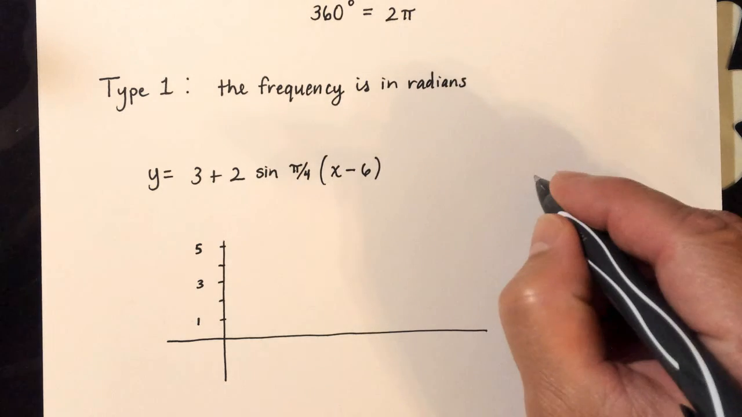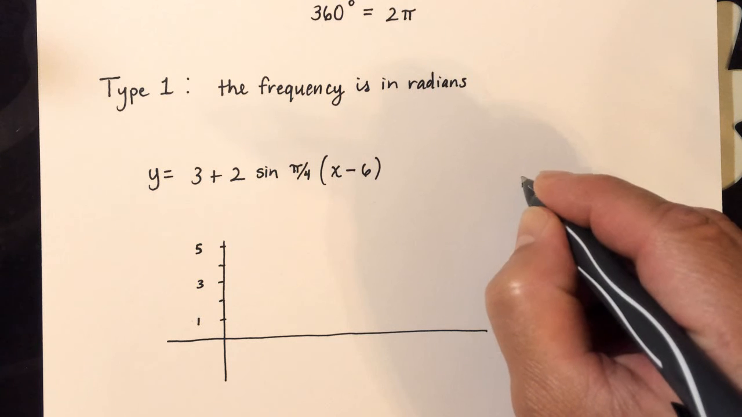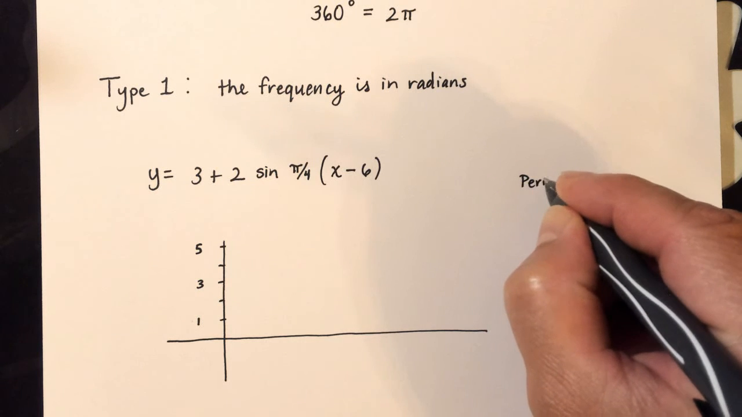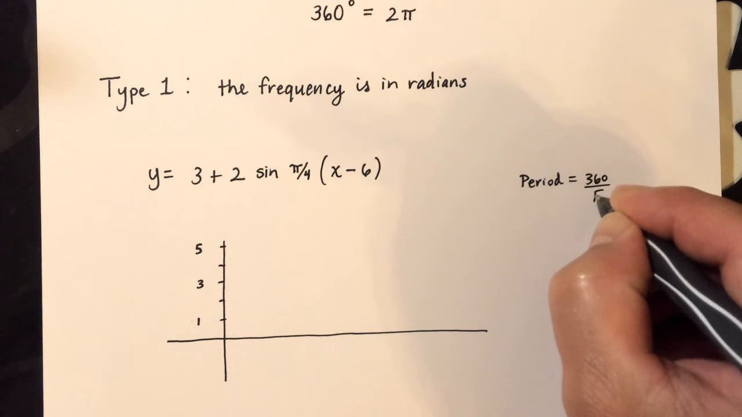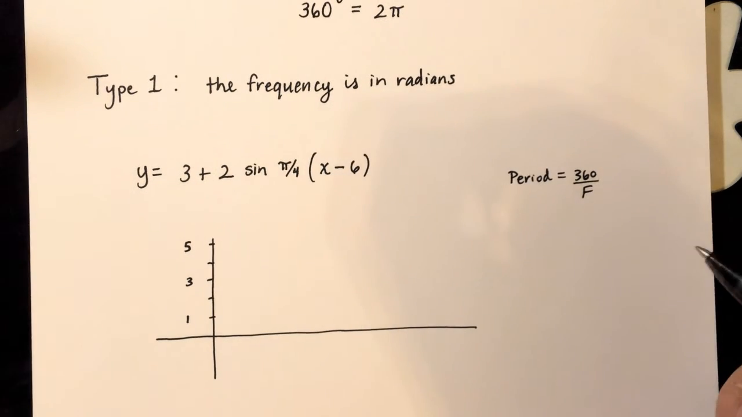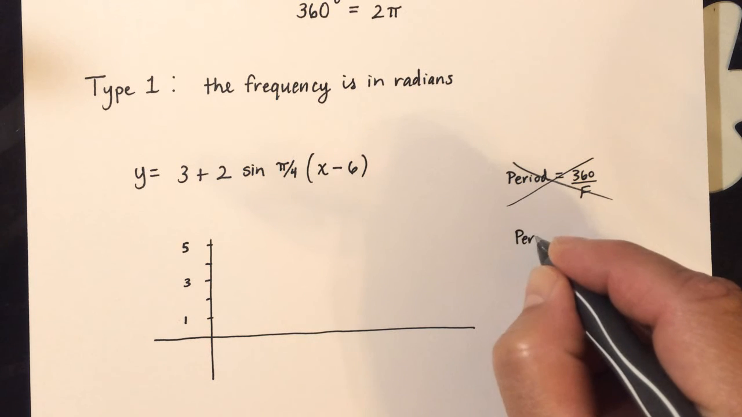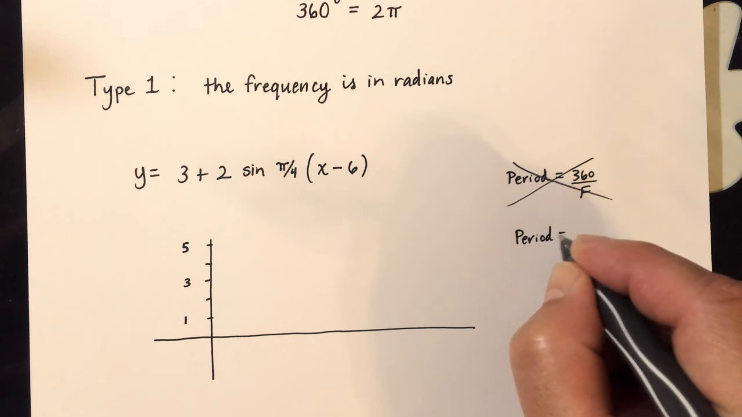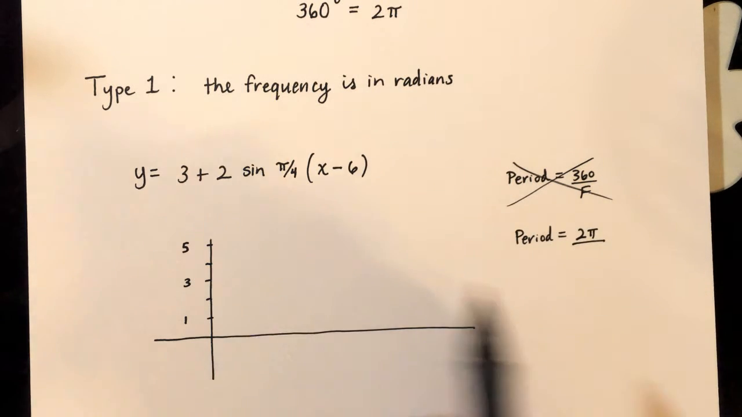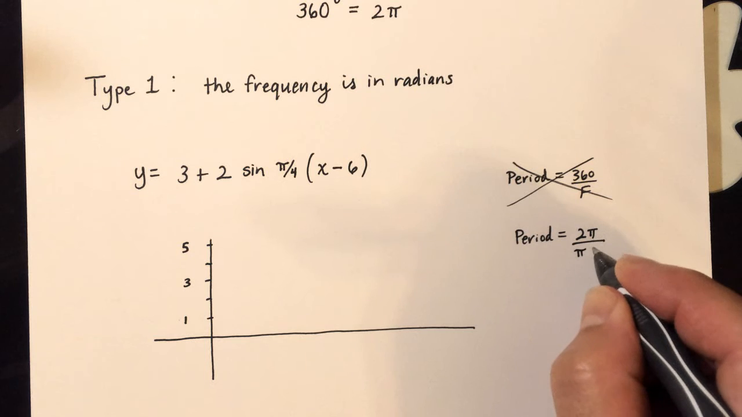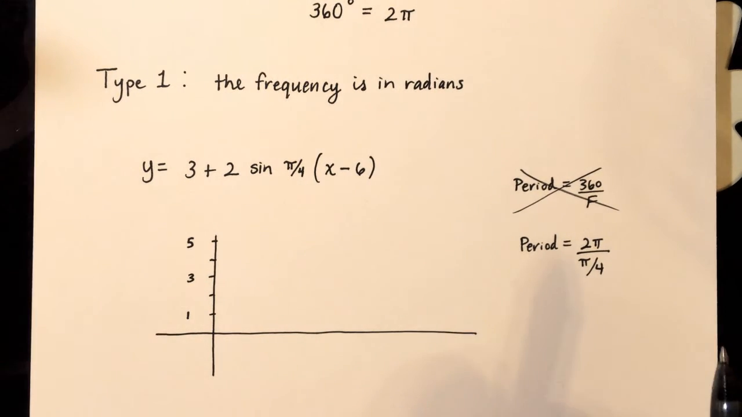We know the frequency is pi fourths. So normally, to find the period in a degree problem, you would do 360 divided by frequency. But no bueno, we're doing a radian problem. So because we're doing a radian problem, you're going to go 2 pi divided by the frequency, pi fourths. I told you, buckle up, people.